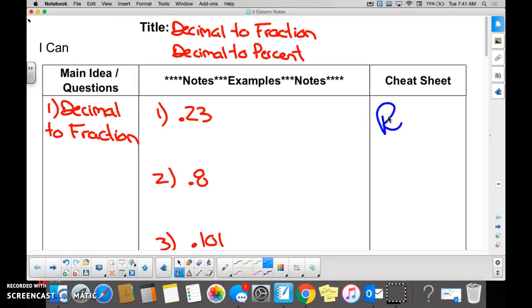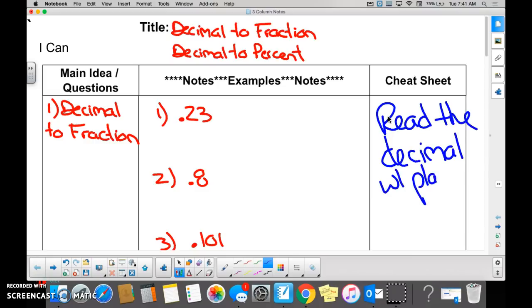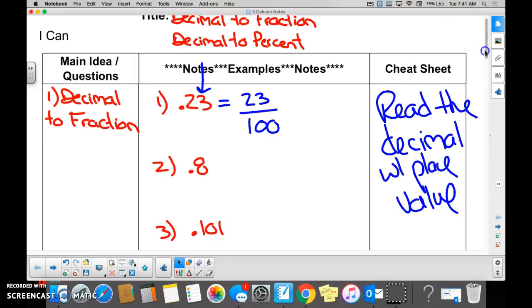All you need to do when going from a decimal to a fraction is read the decimal with place value. So, for example, on number 1, instead of reading it as 0.23, we read it as 23 hundredths. Because the last number is in the hundredths place, that becomes our denominator. We write 23 hundredths, or 23 over 100. Okay, so again, very simple decimal to fraction. Read the decimal using place value.